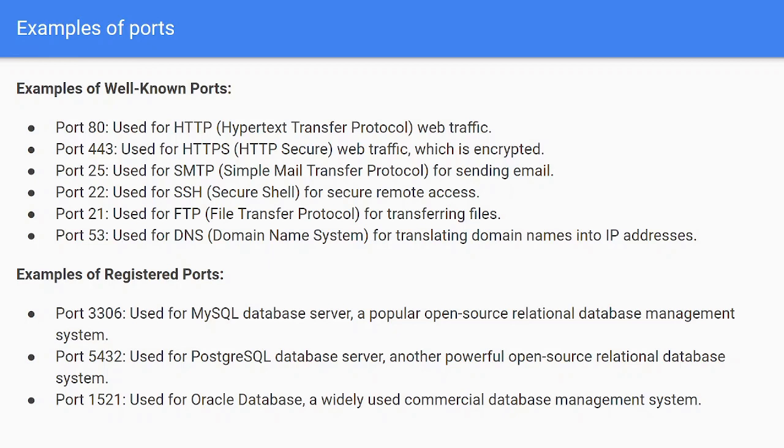Examples of registered ports: we have port 3306, which is used by SQL database server, port 5432, which is used by PostgreSQL, and port 1521, which is used by Oracle database. So basically these are the ports that database servers make use of. These ones are registered under IANA. I hope this is clear enough.